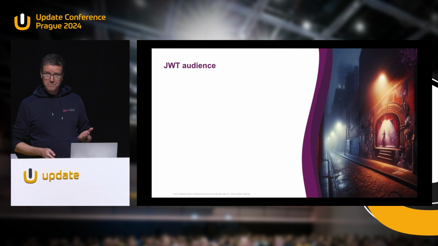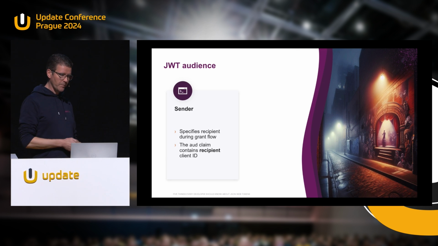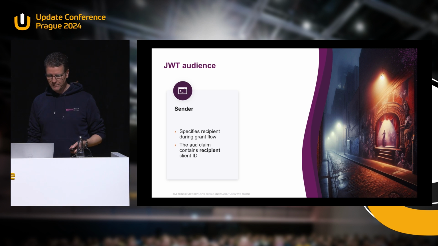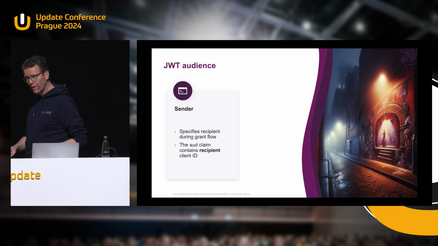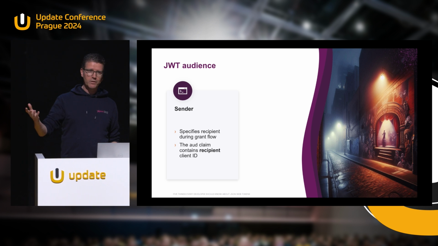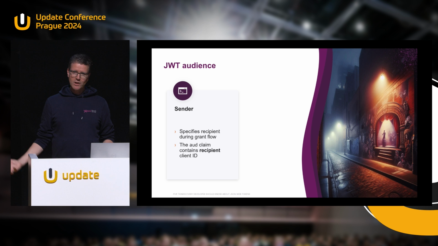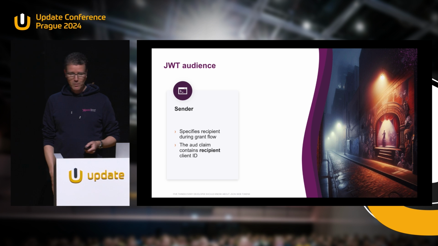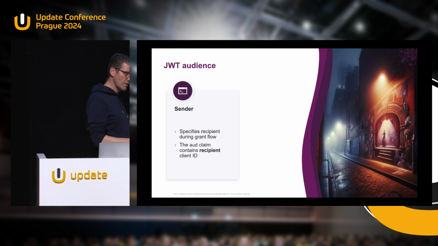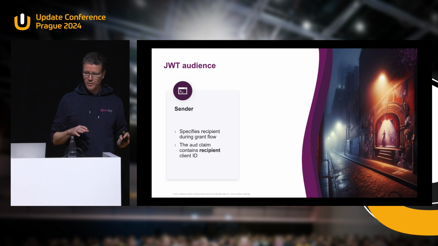Right, but how did the audience get there? Well, the sender will determine what the audience will be. So during one of those grant flows, the sender determines: I want to have an access token to talk to my inventory API. So I need to send that information to the IDP so it knows what to generate a token for. And because of that configuration specifying which client is allowed to access which other client, you can make this foolproof.